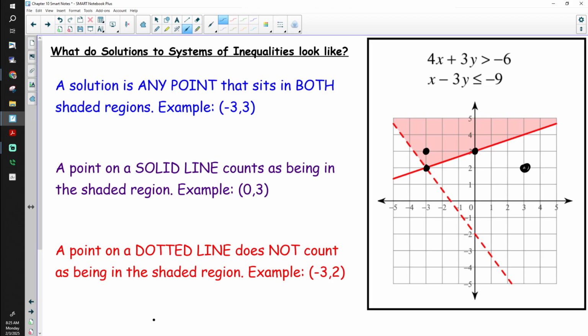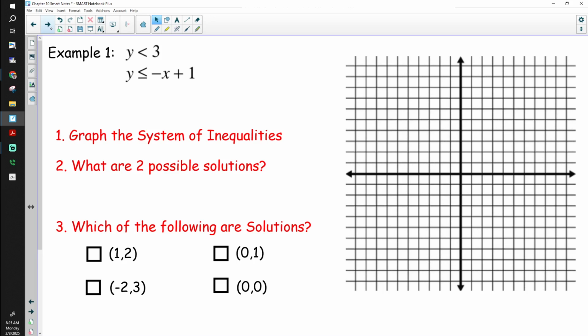Okay? So inequalities have many, many, many solutions, not just one. So let's do it. Make sure you got Desmos ready to go. Example 1, get your 2 colored pencils.